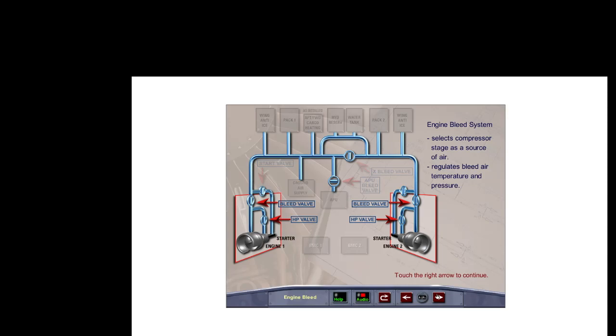There are two similar engine bleed systems, one for each engine. Each system selects the compressor stage to be used as a source of bleed air and regulates the bleed air temperature and pressure.